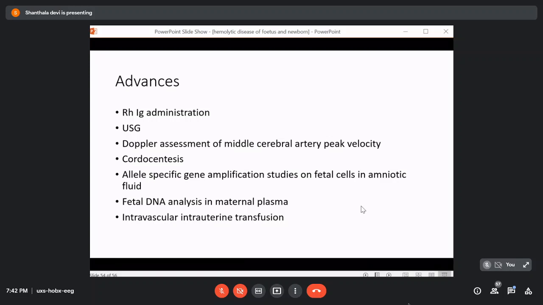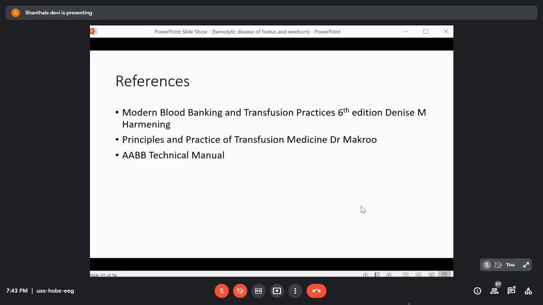These have enabled many of these babies which would have otherwise not been able to survive, which would have resulted in stillbirth, to be delivered with a good hemoglobin and with less evidence of hemolysis. So these are the advances which have happened over a period of years. References.